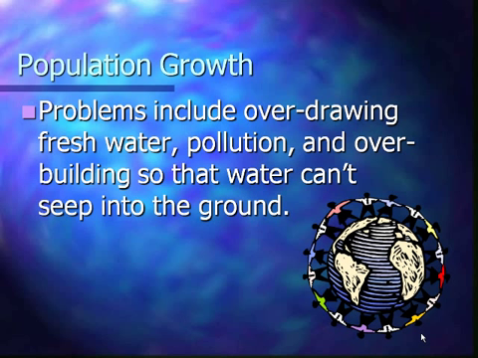Population growth, we've talked significantly about population growth already. Increasing populations means an increasing need for water, increasing pollution, and increasing need for space, for building, for development, and all of that limits our water supply and messes up, especially the overbuilding, so that water can't seep into the ground, and that messes up the whole water cycle.